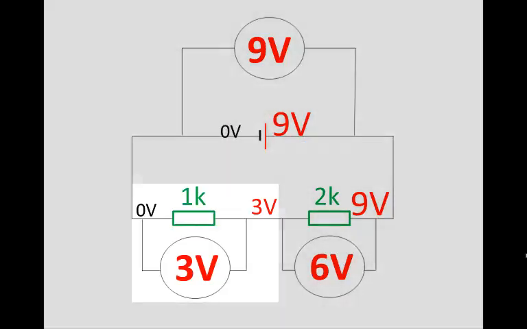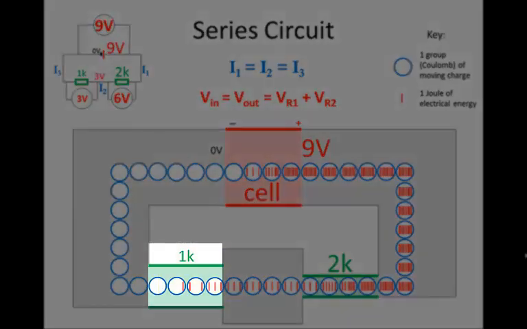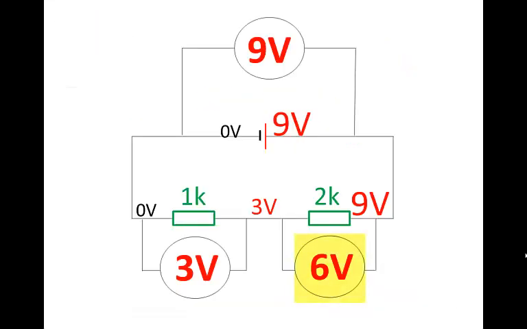If we placed a voltmeter across the 1K resistor, it would give a reading of 3 volts. 3 volts minus 0 volts equals 3 volts. The meaning of that 3 volts is that 3 volts is lost as the charges move through the 1K resistor. Notice that there is double the voltage across the 2K resistor compared to across the 1K resistor. And that's because a 2K resistor is double as difficult as a 1K. 2K is double as resistant as 1K.